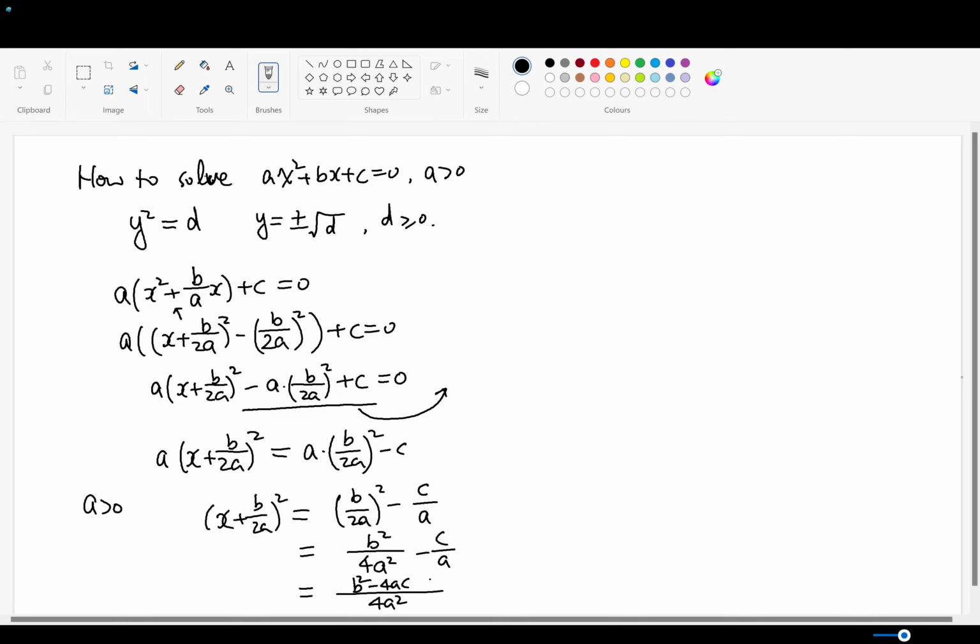So typically we use delta to represent the term b squared minus 4ac. So now we have three cases. So case 1, if delta is negative, which means something squared is equal to a negative number, which is impossible. So we don't have any solution.